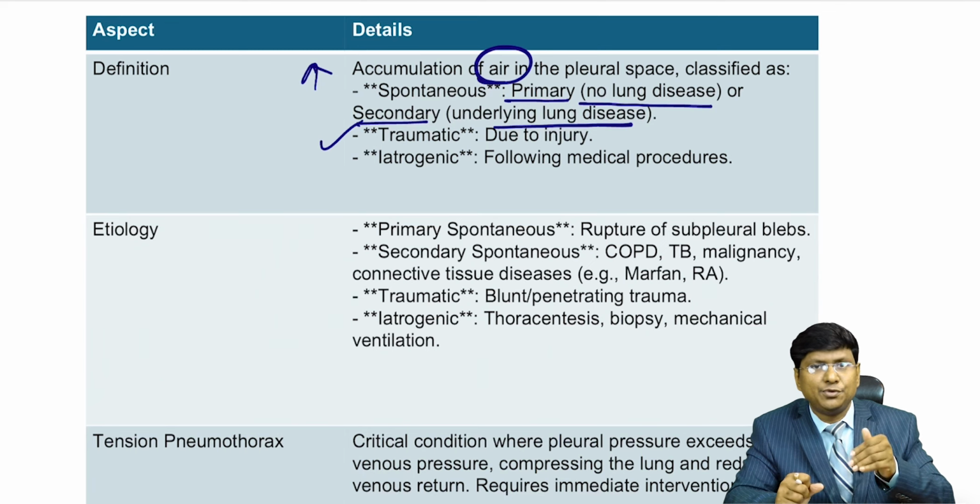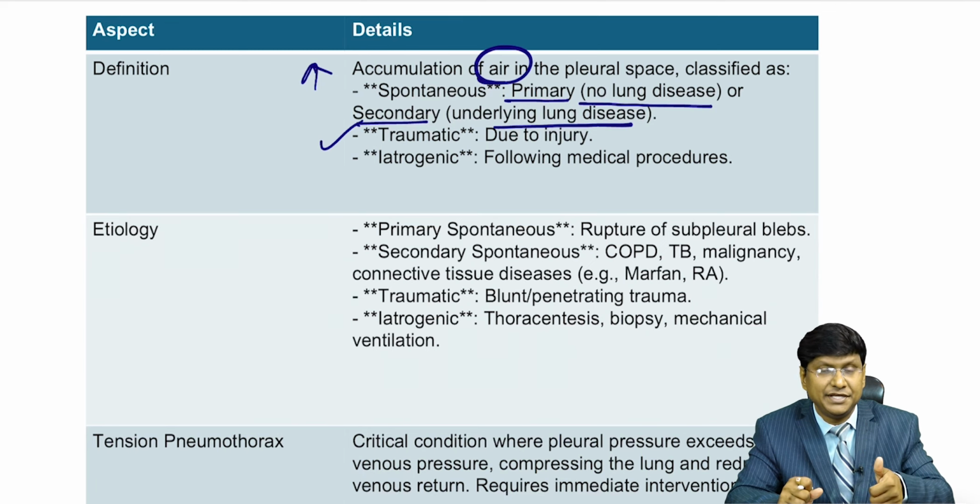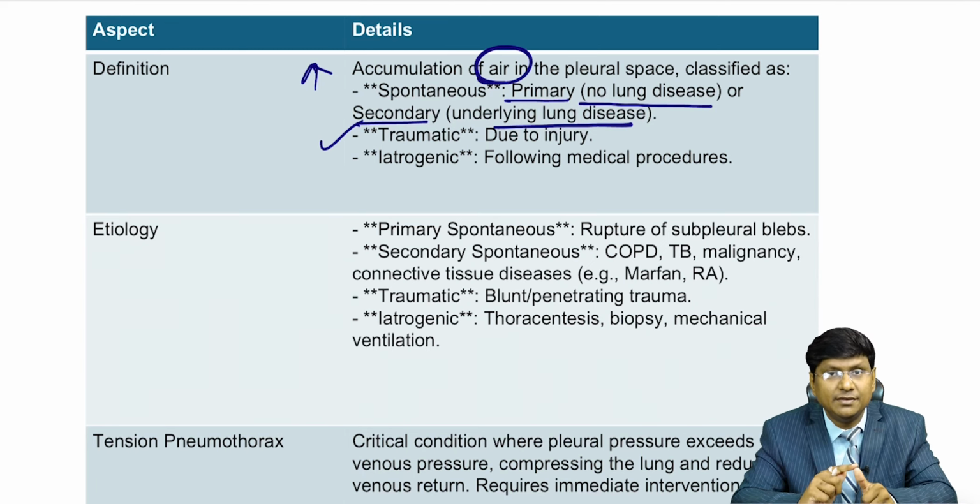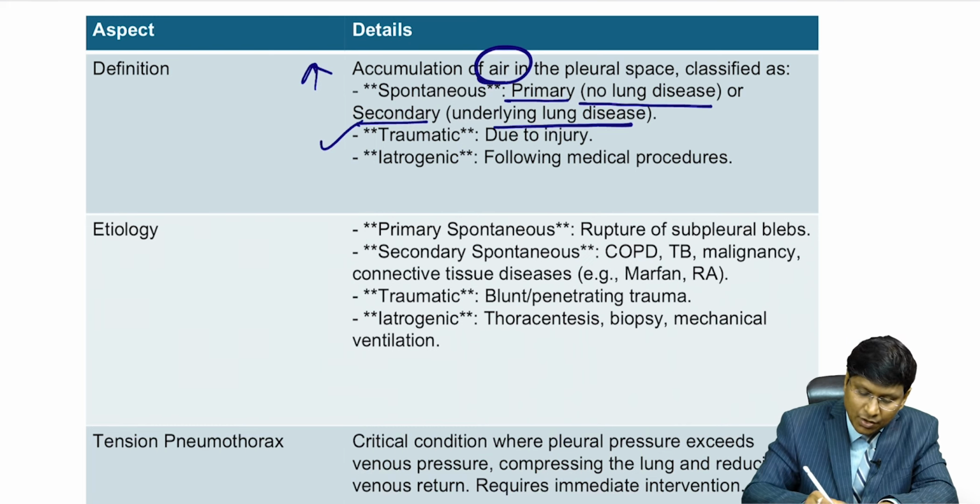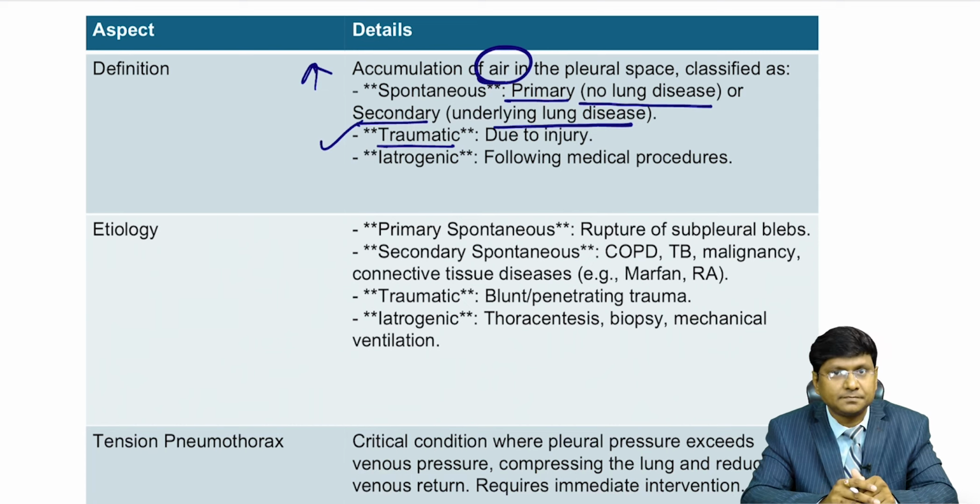Traumatic pneumothorax is mainly due to injury. During insertion of the central venous catheter, there can be development of traumatic pneumothorax. Next, when the individual is placed on a mechanical ventilator, that can cause pulmonary barotrauma, and that can contribute to the development of the pneumothorax.